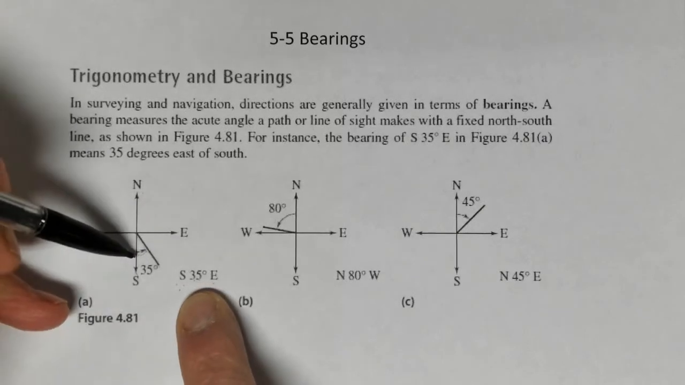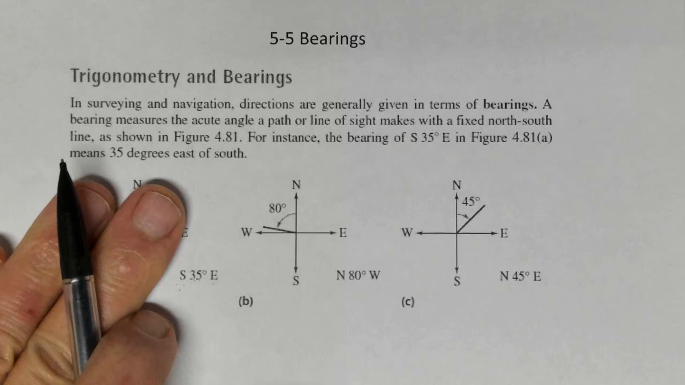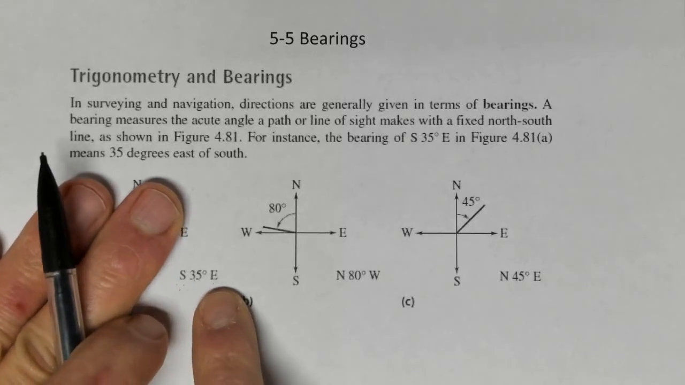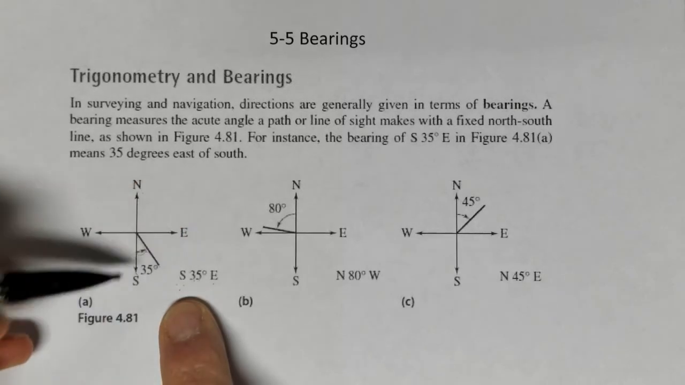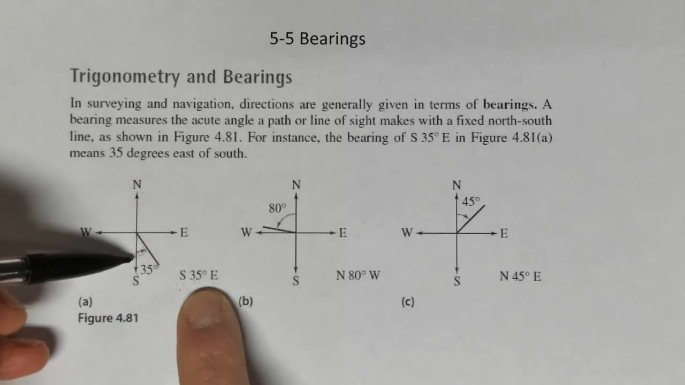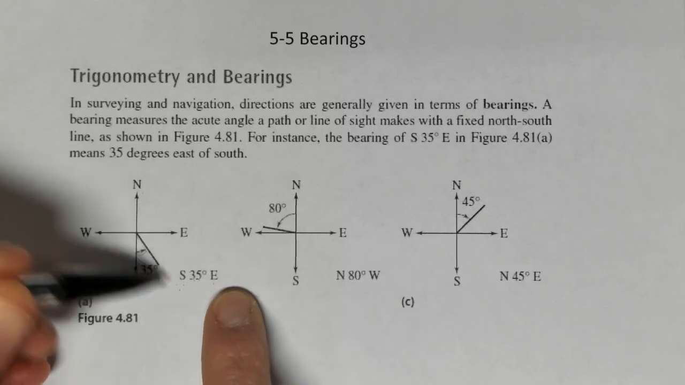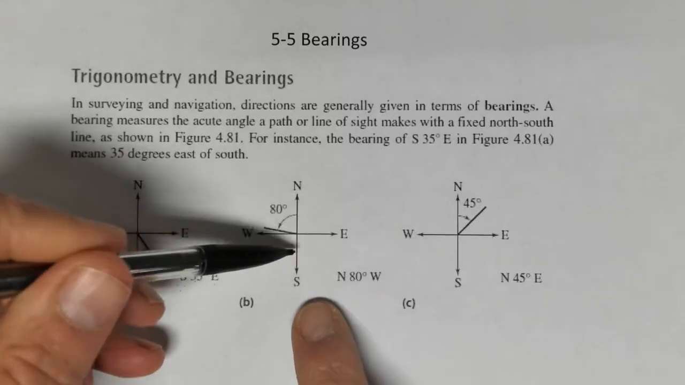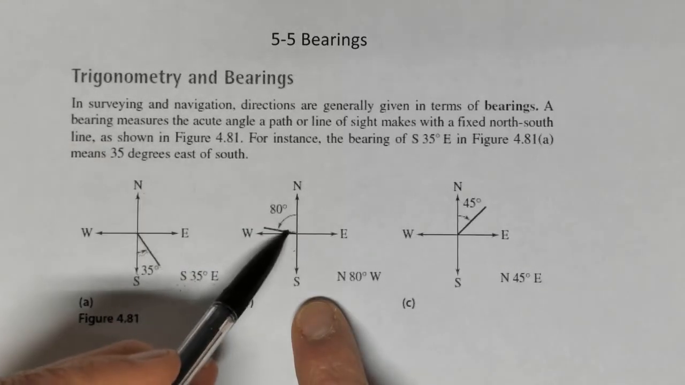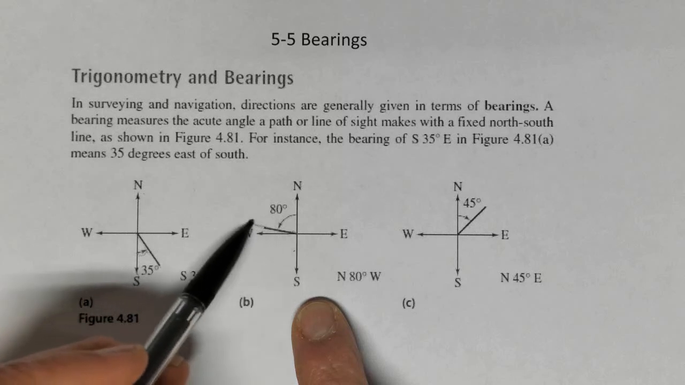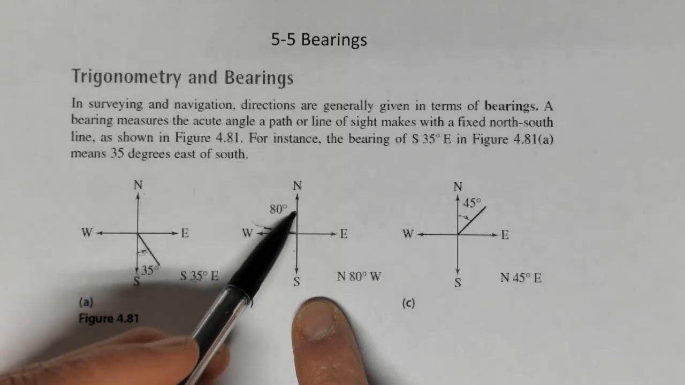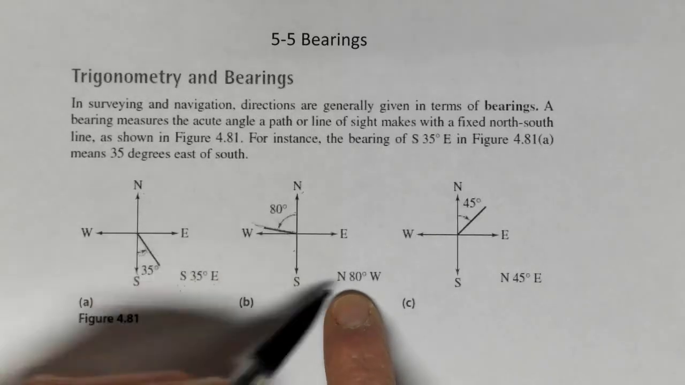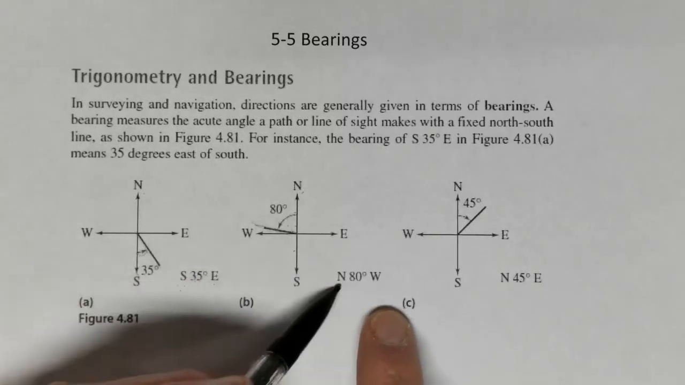So if you didn't have this drawing and you just saw this bearing, south 35 degrees east, then you know south is your reference line, and the direction you're traveling is 35 degrees east of that due south line. That's what the bearing represents. Likewise here, if you're traveling this direction, the acute angle would be to north, and if this is 80 degrees west of the north line, then your bearing would be north 80 degrees west. That's how it's written out.